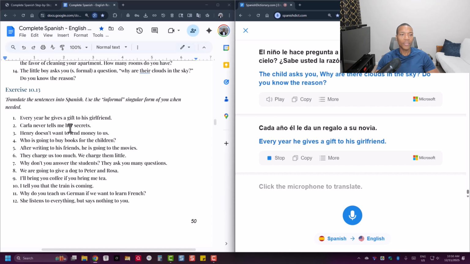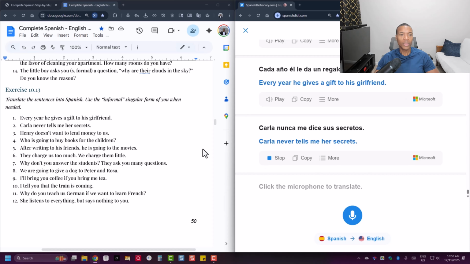Every year he gives a gift to his girlfriend. Carla never tells me her secrets. Carla nunca me dice sus secretos. Carla never tells me her secrets. Henry doesn't want to lend money to us. Enrique no quiere prestarnos dinero. Enrique doesn't want to lend us money.